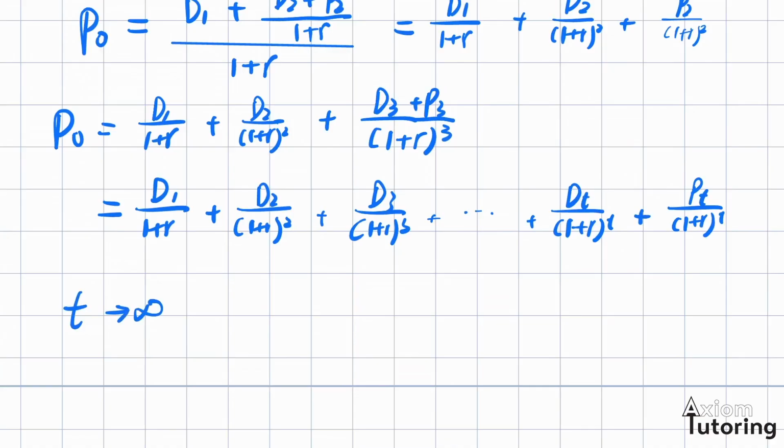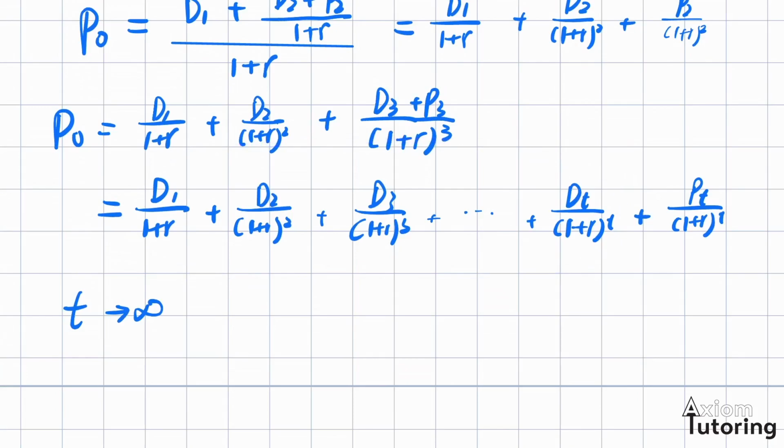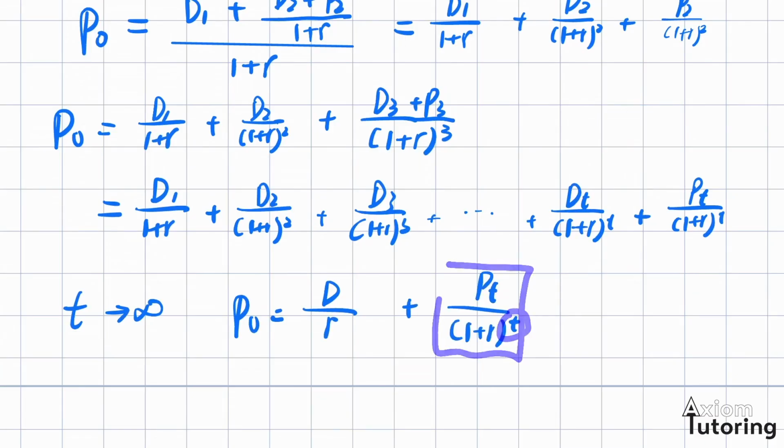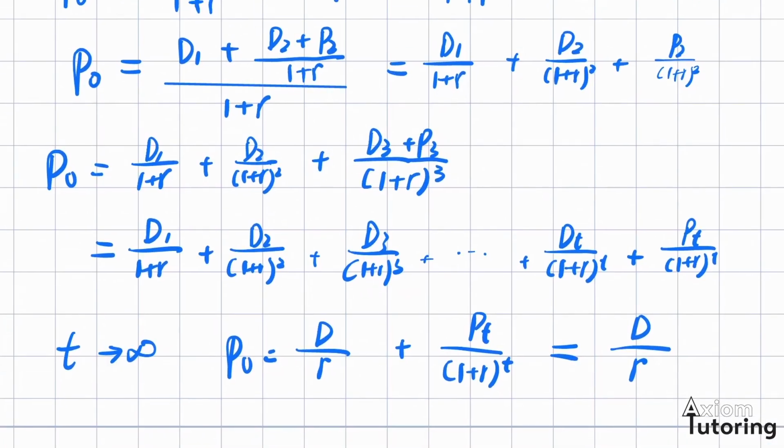What we're left with is going to be the perpetuity of a constant dividend. So that's going to be another assumption here, a constant return and a constant dividend. So we can simplify this into D divided by R, and then we have Pt divided by 1 plus R to the power of t. Since t is large enough, this part goes to 0. So that's basically D over R. So that's the mathematical derivation for the dividend discount model, or the DDM.